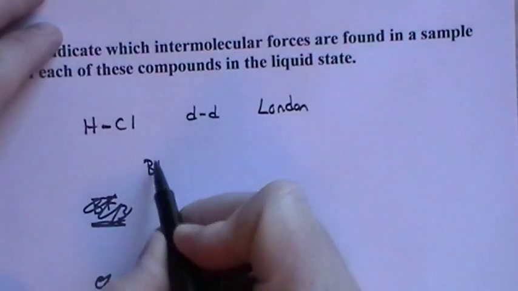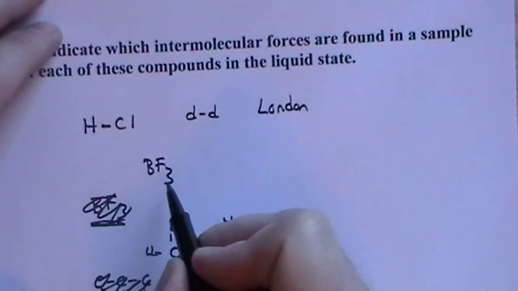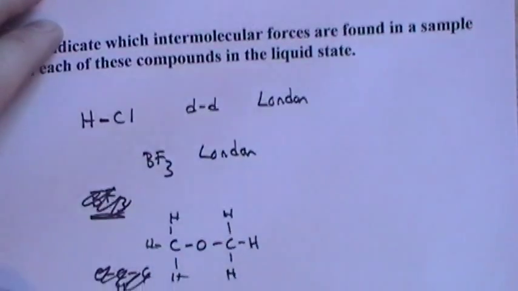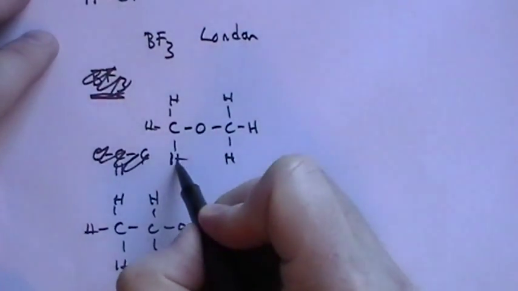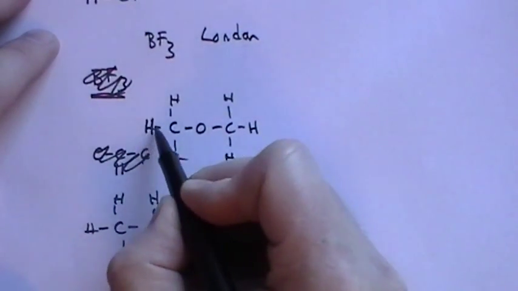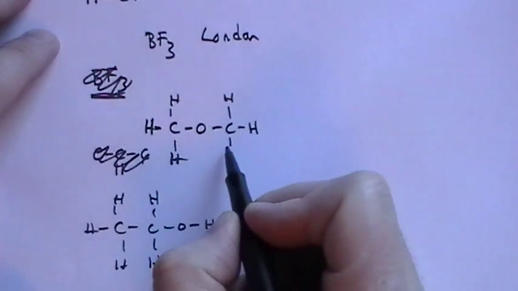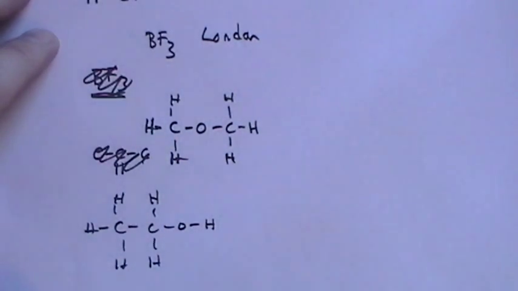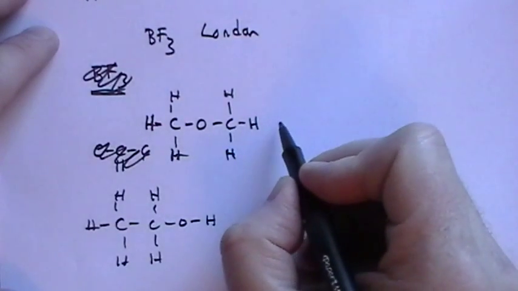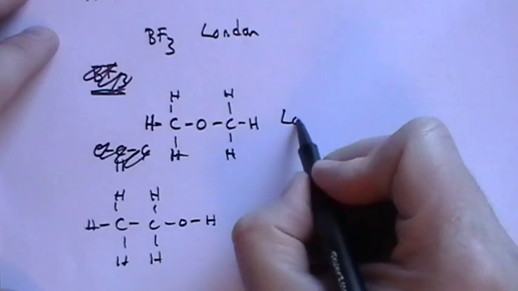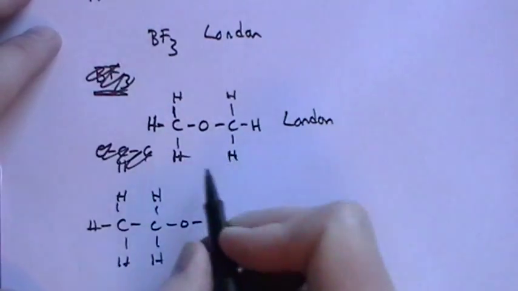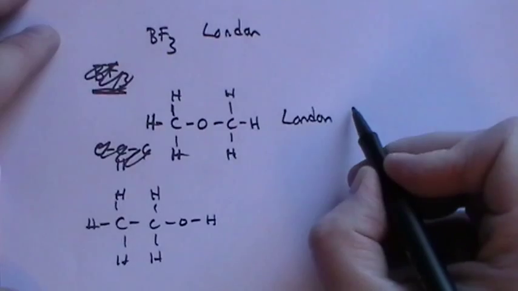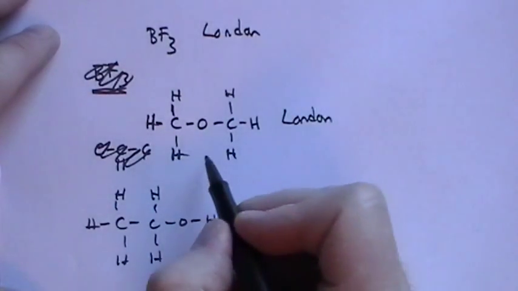BF3, let me put it up here. BF3 is a nonpolar molecule, so no dipole-dipole forces. No hydrogens, so no hydrogen bonding, but it does have London forces. How about this guy? It's harder to see, but there's a slight polarity, but I would say in this case we don't have any dipole-dipole forces, but we do have London forces. How about hydrogen bonding? The big point here is that the hydrogen is not connected to the oxygen, so this one is no hydrogen bonding.